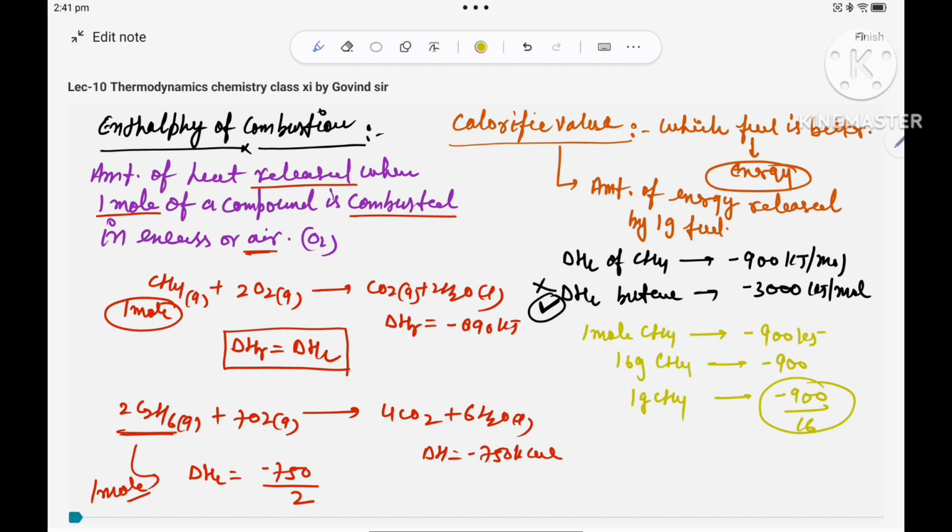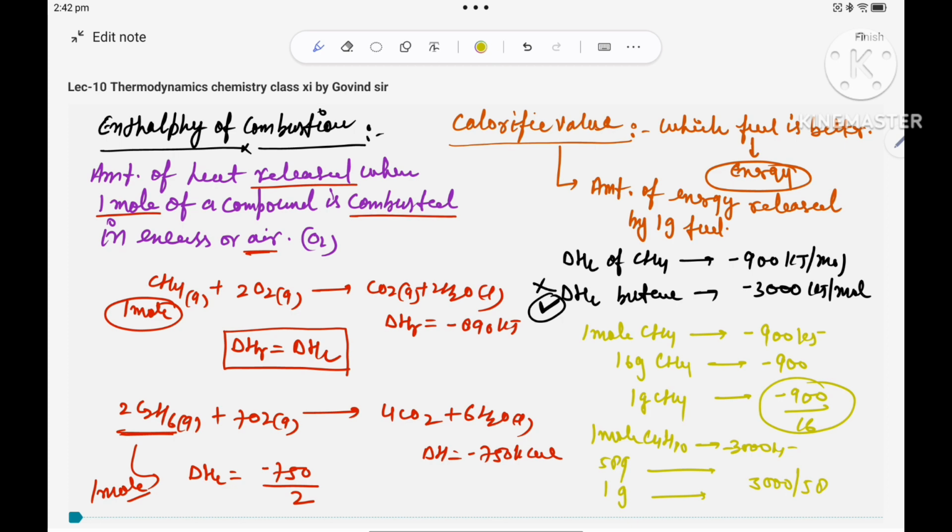Similarly, 1 mole of C4H10 releases 3000 kilojoule, and it is 58 gram. So 1 gram will release 3000 upon 58.